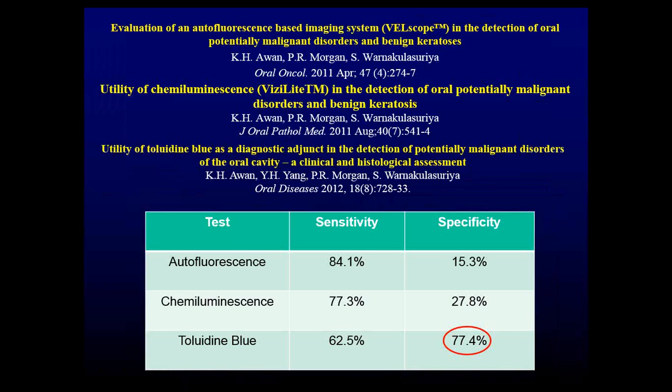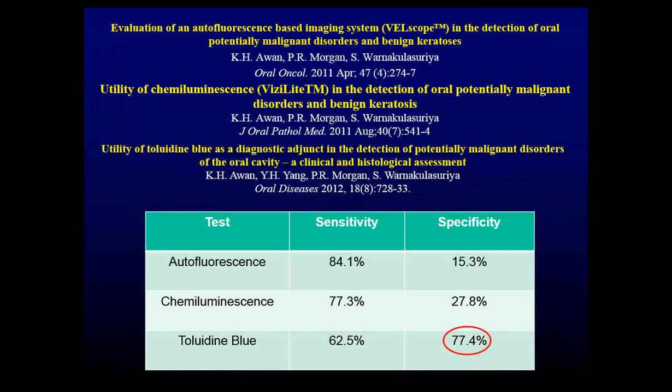That is, the ability of them to detect any abnormal lesion in the oral cavity was quite high. But when we look at the specificity, which is their ability to differentiate dysplasia or precancerous lesion from non-dysplasia and non-cancerous lesion, the toluene blue showed higher specificity compared to autofluorescence and chemiluminescence.